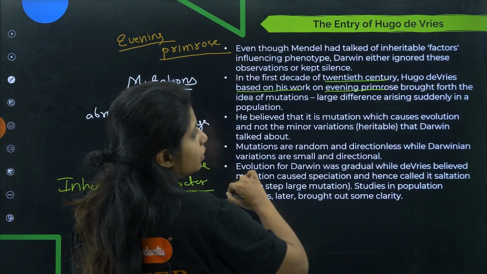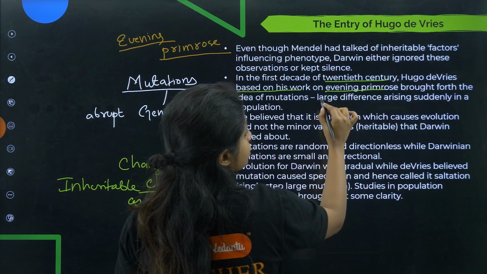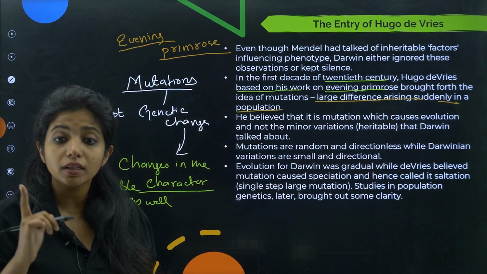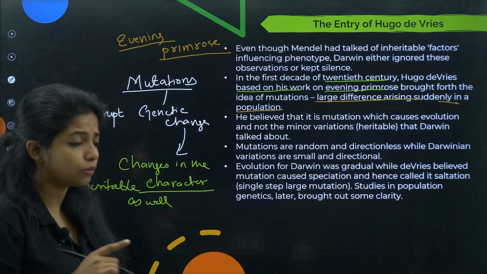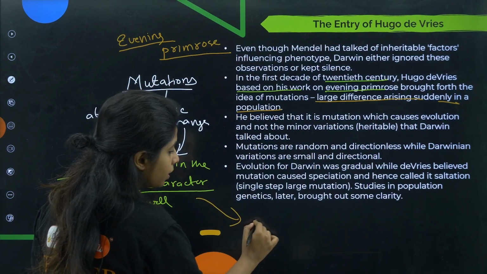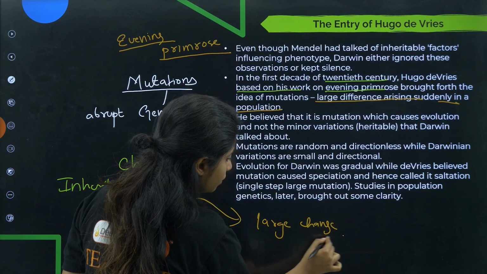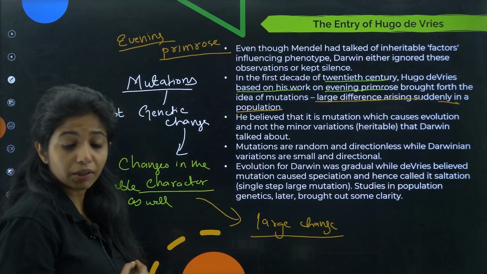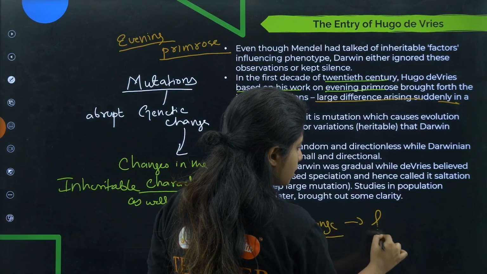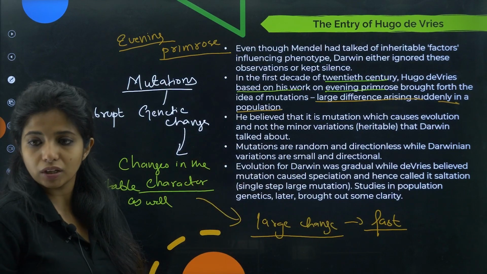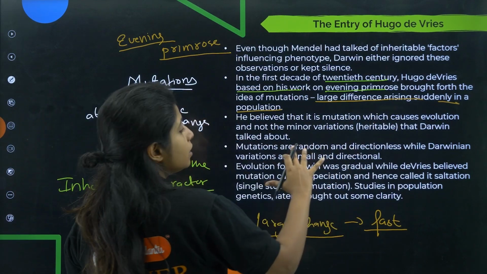Okay, this was the thing that he was working on. Brought forth the idea of mutation: large differences arising suddenly in a population. So over here, do you think this will be a small change that will be resulting? No, children. This will be a large change. Do you think it will be slow? No, it's a quick process. It's very fast. So there's a large difference arising suddenly in a population.